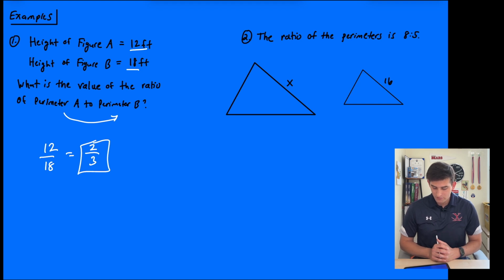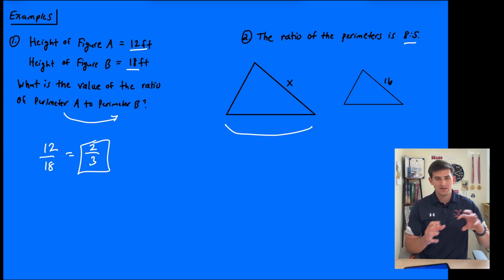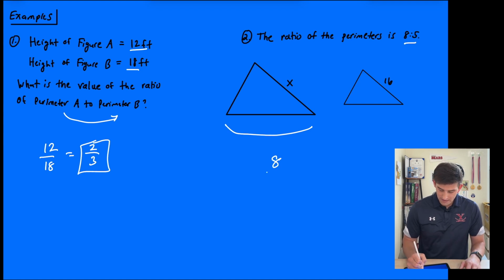All right, and number two, the ratio of the perimeters is 8 to 5. We're going to find the value of x here, okay? Well, it's 8 to 5, and notice that this shape here is larger, right? So we can assume that the 8 is going to go with that larger shape there. The 5 would go with the smaller shape, right? So we could say 8 over 5 would be equal to x over 16.